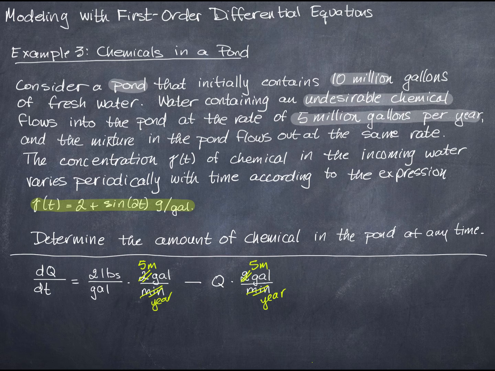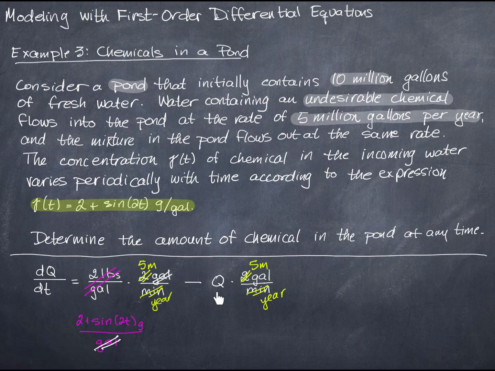I'm going to put this in a different color, I think. This entire factor gets replaced by 2 plus the sine of 2t grams per gallon. And then, of course, in this term anyway, I'll be able to cancel that unit.